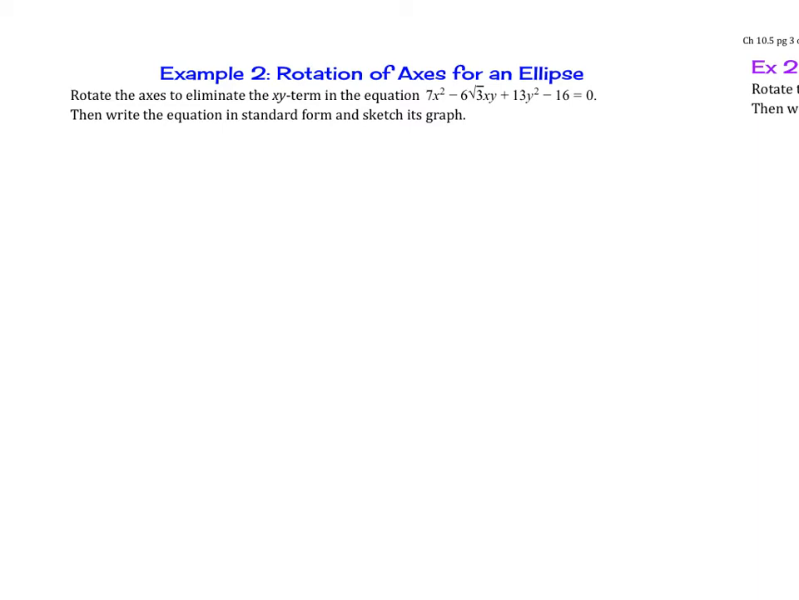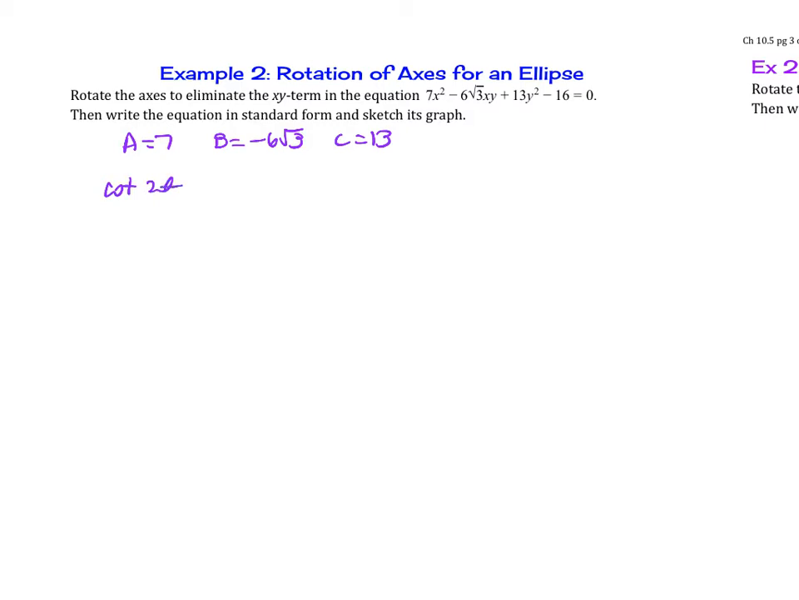Example 2, we'll work with rotation of an axis for an ellipse. Rotate the axis to eliminate the xy term in the equation 7x squared minus 6 root 3 x times y plus 13y squared minus 16 equals 0. Then we're going to write the equation in standard form and sketch its graph. So first let's identify a, b, and c. So a is 7, b is negative 6 root 3, and c is 13.